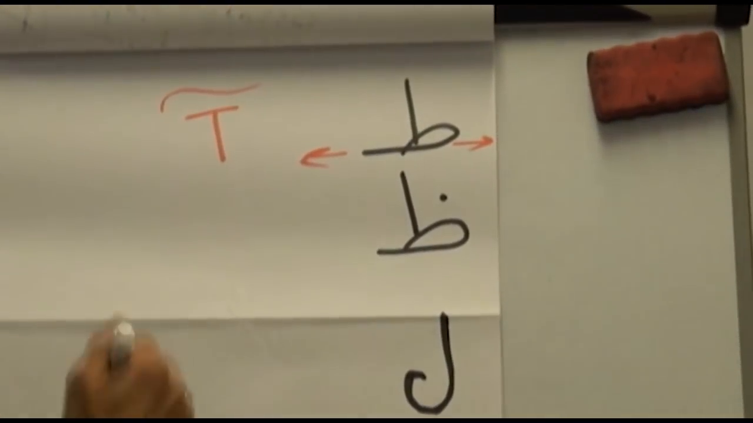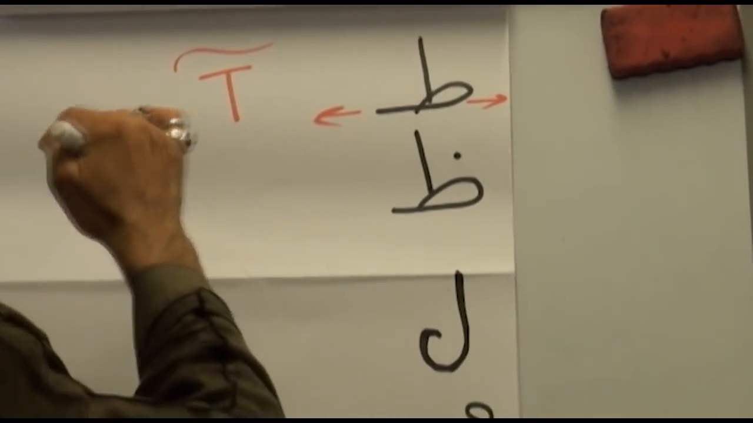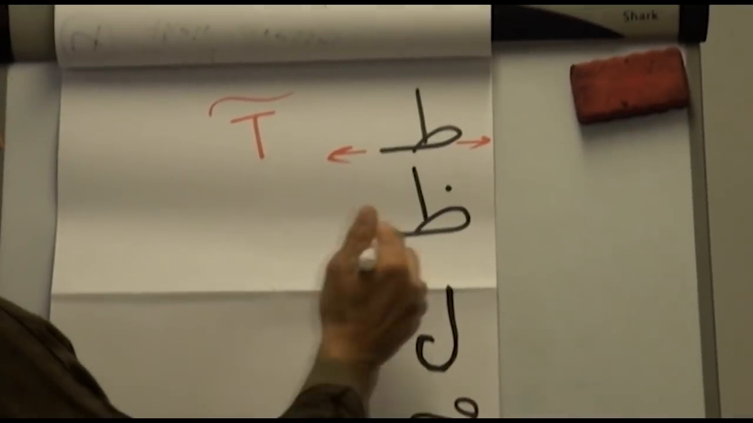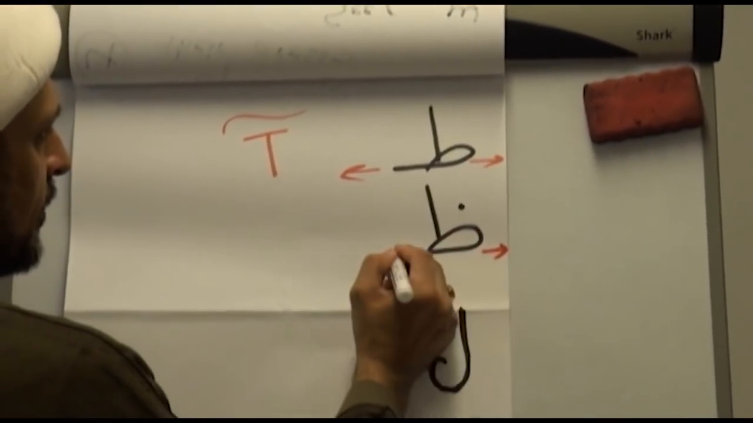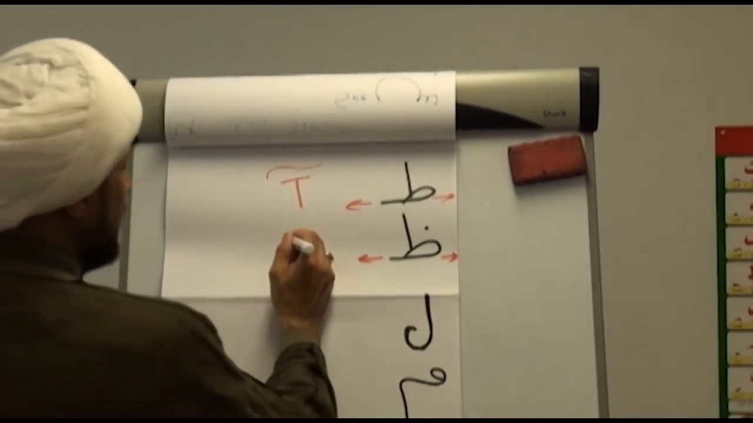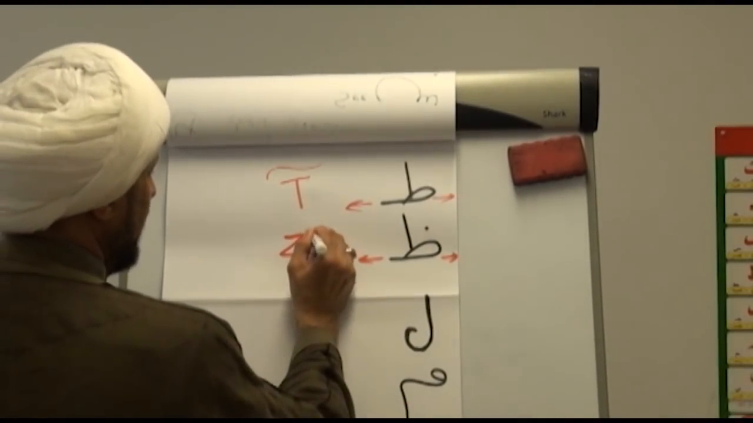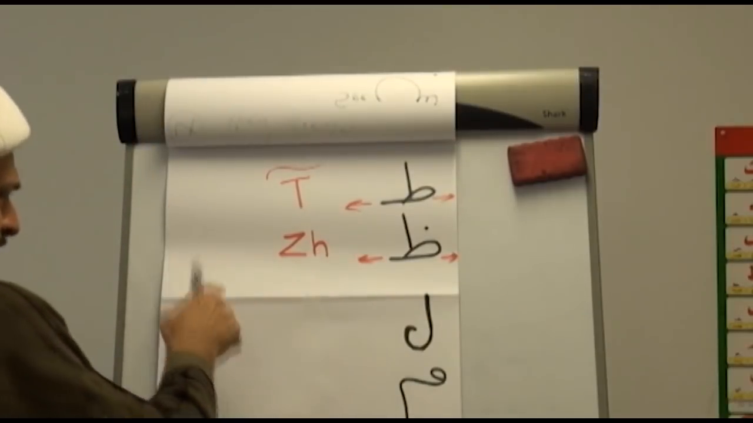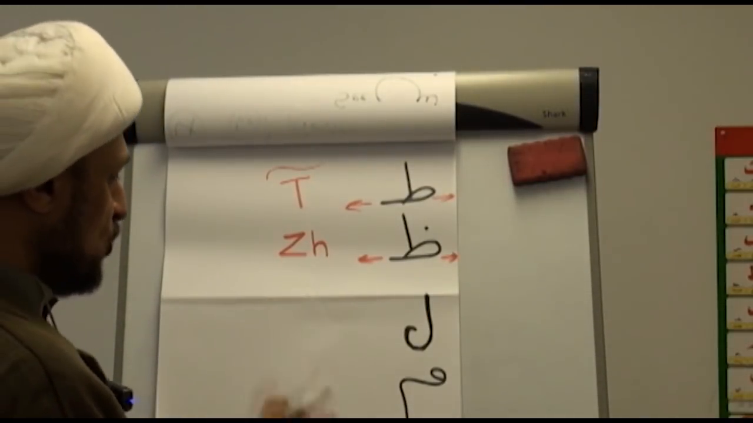Pa. Ta, in T, it's just close to the tongue. But ta, ta, ta, it goes up. So it goes to the upper area of the mouth. And then va connects from both sides, and this is somewhere between Z and H.